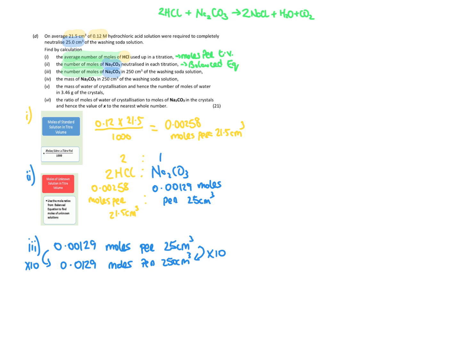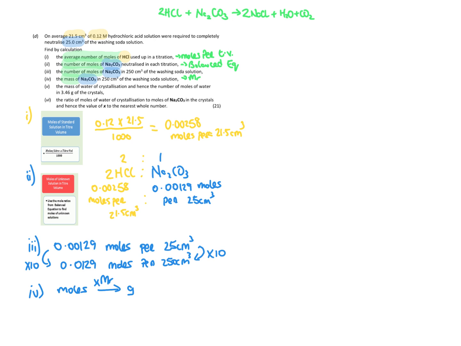So moving along then to part 4. Part 4 is asking you to find the mass of sodium carbonate in 250 centimeters cubed. So what they are simply asking you here is they're asking you to convert the answer that you got in part 3 into grams. And we know that if we want to go from moles to grams, that we must multiply by the molecular mass.